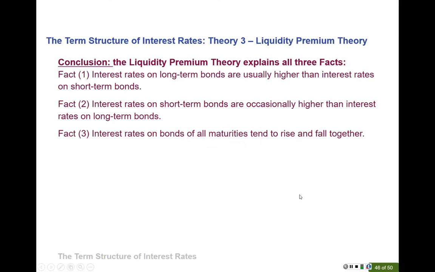So the last theory we can use to explain the term structure of the interest rate is called the liquidity premium theory. Let's see if the liquidity premium theory can explain all three facts. So what's the liquidity premium theory? This theory actually is a combination of the expectation theory and the segmented market theory. So we can write out here.